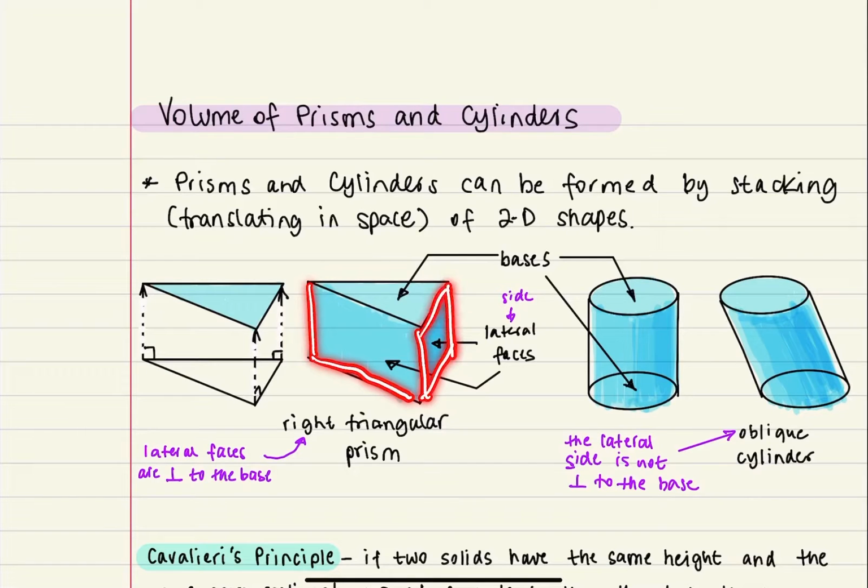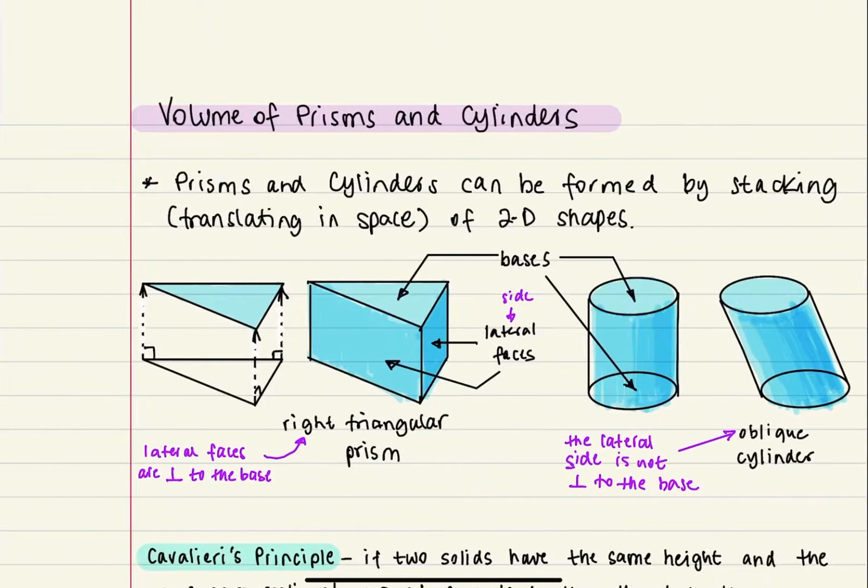Prisms are called by the name of their bases. Every single prism has two identical bases and lateral faces on the sides. The side faces, like this one and this one right here, are called lateral faces. If the lateral faces are perpendicular to the base, then a prism is called a right prism.